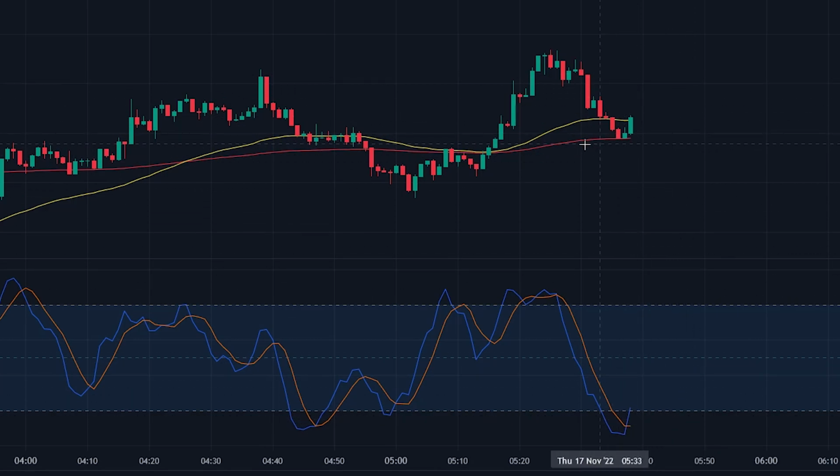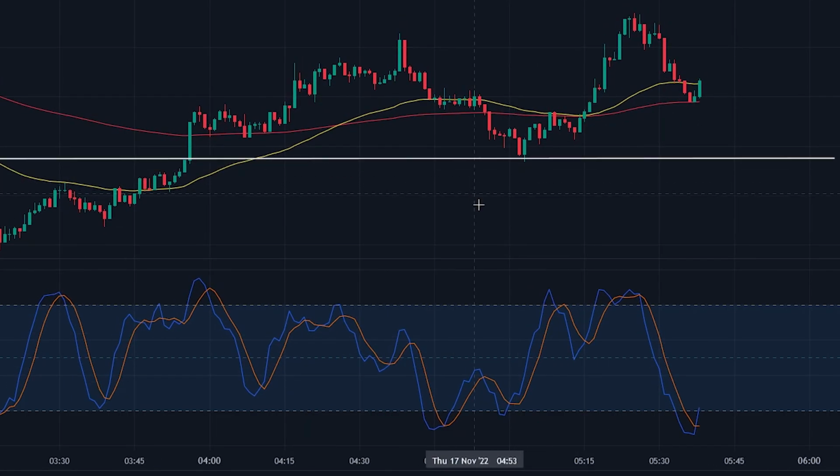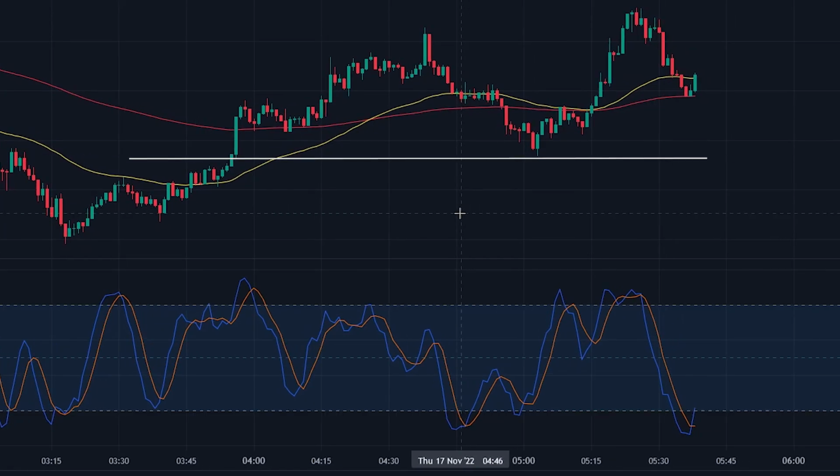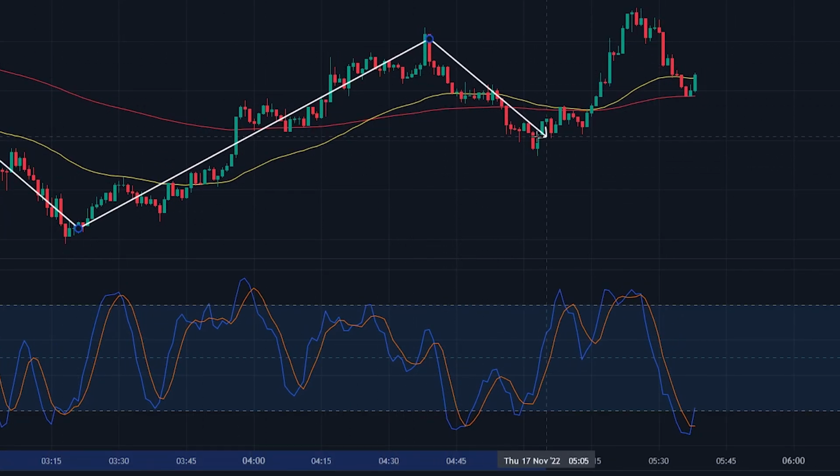Lastly, during the pullback, the price is not allowed to break below the key level of support. This means that we will need to see higher highs and higher lows. By drawing arrows on the chart, we can clearly see that this is the case.